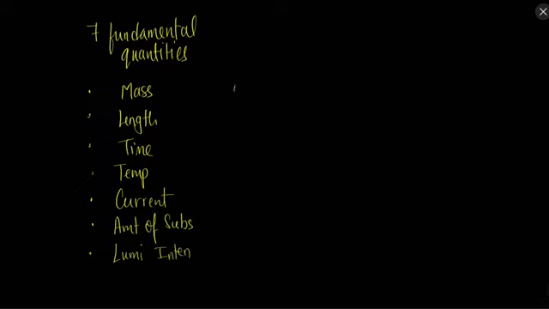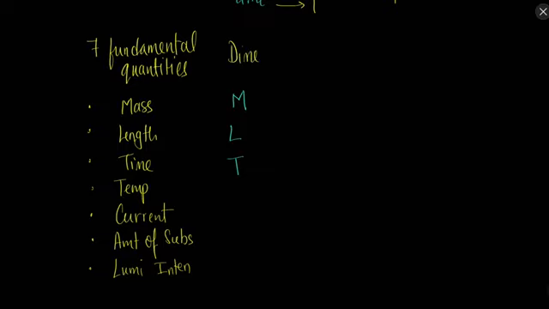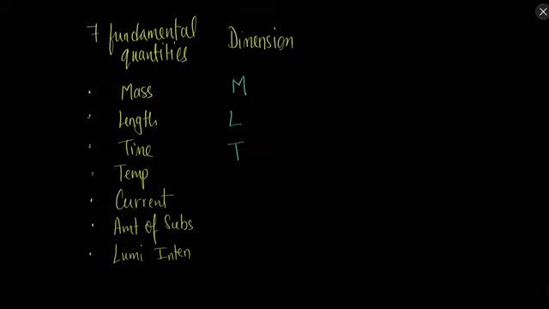So for mass we use capital M, length capital L, time capital T. Remember, I am not saying that I write mass as capital M in general. When I am writing the dimensions, then during that process I will write mass as capital M, length as capital L, time as capital T. Now time and temperature have the same letters, so we usually write theta for temperature. Current is usually A, or sometimes it is also represented by I.